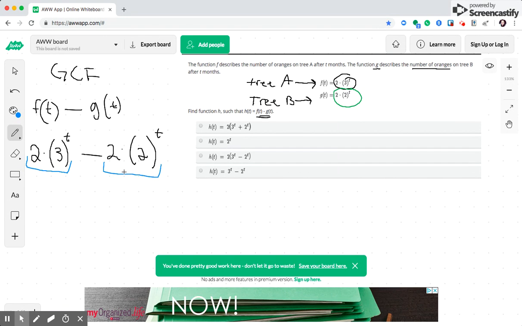You go, wait, Miss Perez, there's way more things. There's a 2, there's a 3, there's another 2, there's another 2. Again, be familiar with your vocabulary. Terms are separated by pluses and minuses. So there's not more than 2, there's only 2 terms. 1, 2. Okay. So we're going to look at our 2 terms and find the GCF.